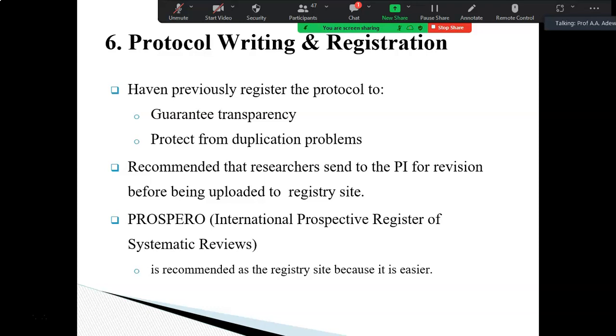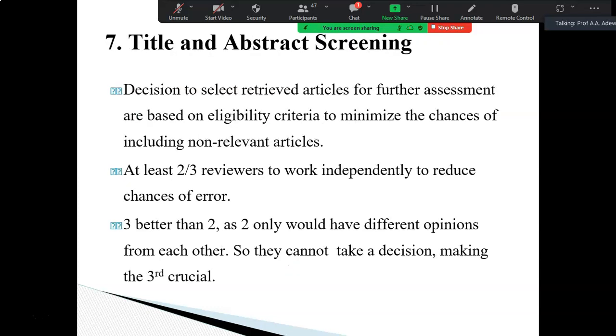And we always advise for systematic reviews that it should be registered in Prospero. That is the International Prospective Register of Systematic Reviews, the registry site that is recommended. And it is because it is easier to upload. And even at that stage, one can actually publish the protocol. It's a publishable document that can be cited at that level.